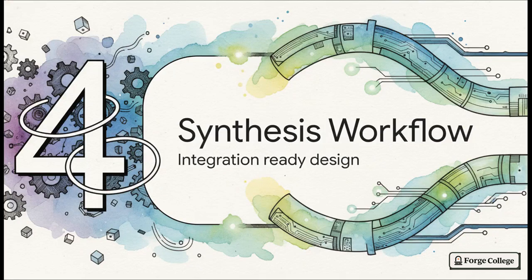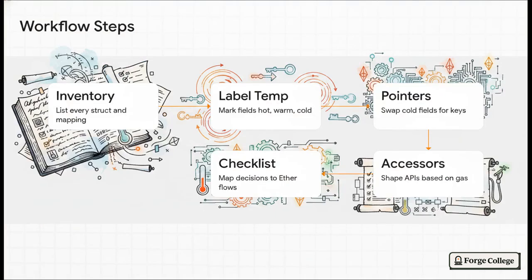All right, part four, the synthesis workflow. This is where we create that integration-ready design. To actually build out your integration manifest, we follow a super repeatable workflow. Step one, inventory your state. Just list out every struct and mapping you currently have. Next, step two, label the temperature of every single field. Is it hot, warm, or cold?